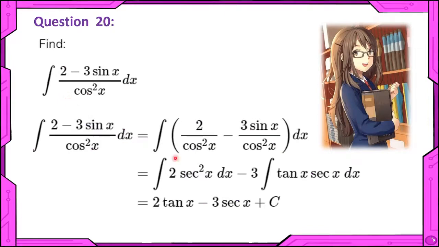Question number 20, here also split the terms. 2 by cos^2 x means 2 sec^2 x. 3 sin by cos is tan and 1 by cos is sec. And 2 is a constant outside. The integral of sec^2 x is tan x, minus 3 as it is, the integral of tan x sec x is sec x, plus c.